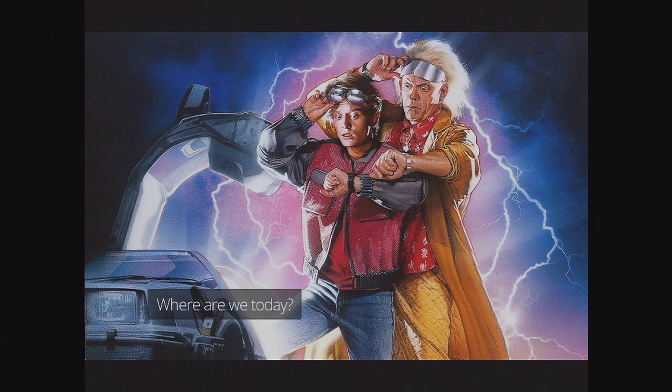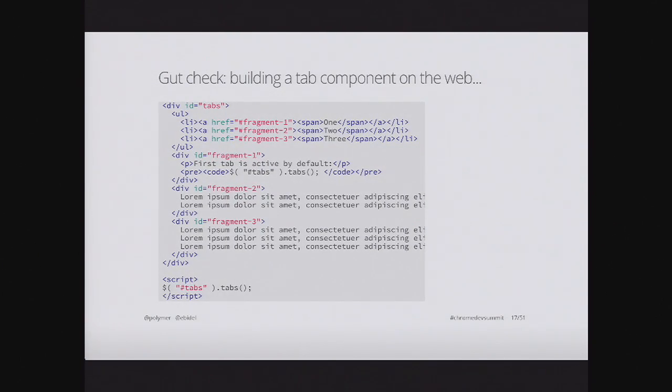Let's flash forward today and see where we are. Quick gut check. A tab component is sort of the quintessential component for the web these days. So where are we with this? What do we have to do in order to build a tab component on the web? Well, when we first started off, it looks something like this, right? There's a little bit of markup. We're overloading ULs, we're overloading LIs, and just at the bottom there, we call a little bit of script to activate this thing and get it going.